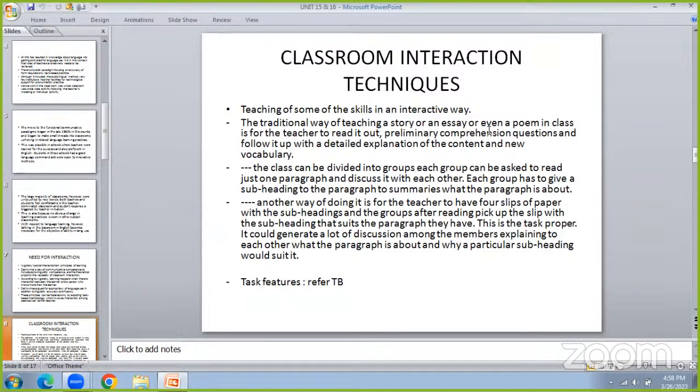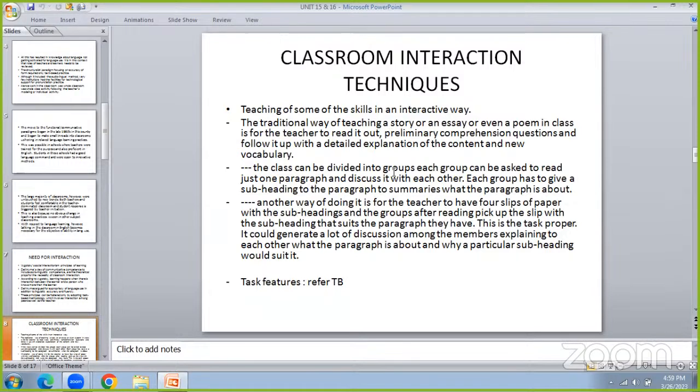A story or an essay or even a poem in the class is for the teacher to read out, ask preliminary comprehension questions, and follow it up with a detailed explanation of the content and new vocabulary. So this is the traditional way. But now, in order to meet the end result of communication skills, what we need to adapt is that the classroom can be divided into 4 groups, and each group can be asked to read one paragraph.